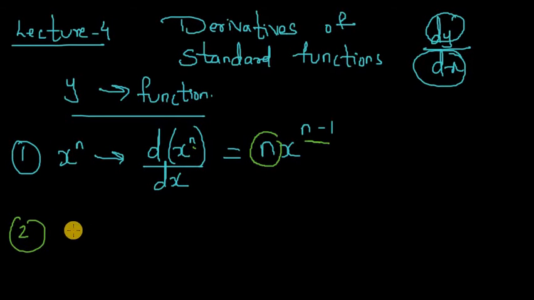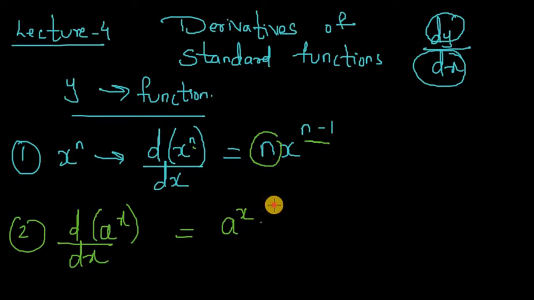Second, derivative of a raised to x is given by a raised to x into log a. A raised to x remains as it is, okay? Gets multiplied by log a. So derivative of a raised to x is a raised to x into log a. That is change in a raised to x with respect to x is a raised to x log a.